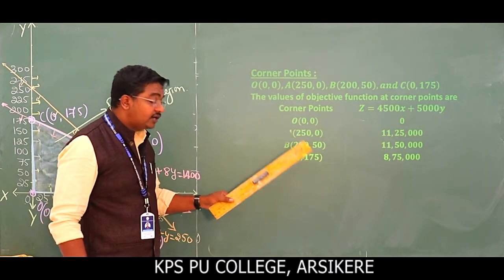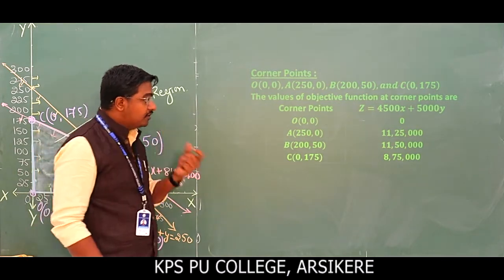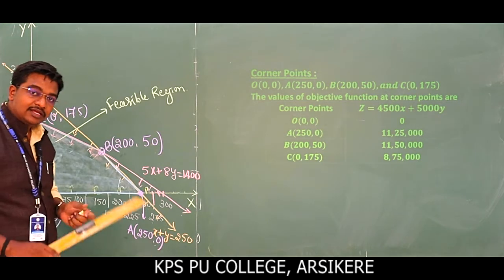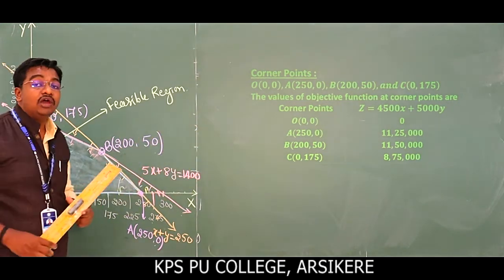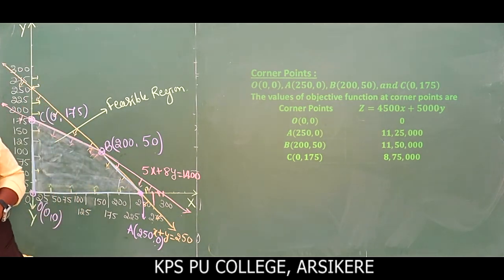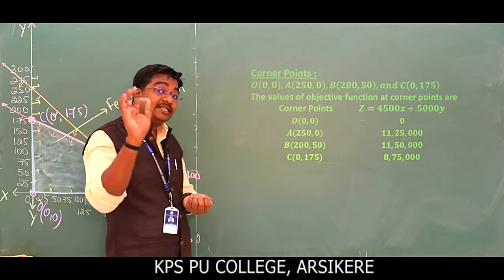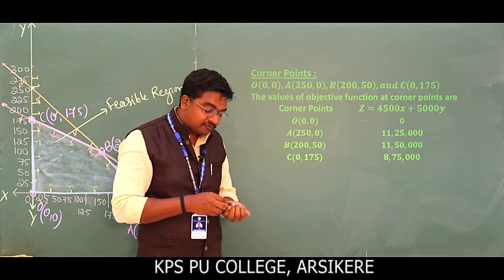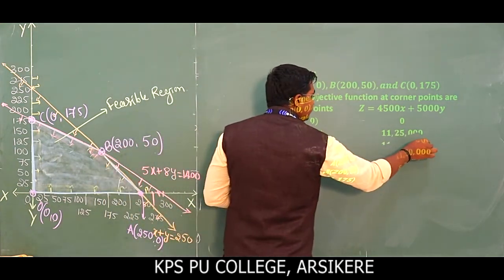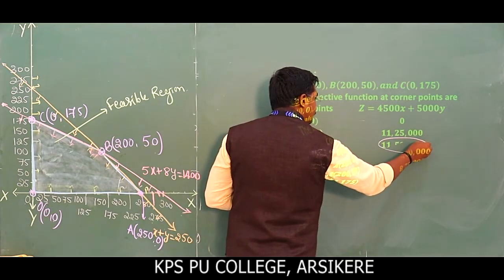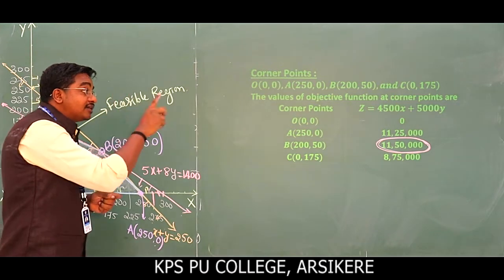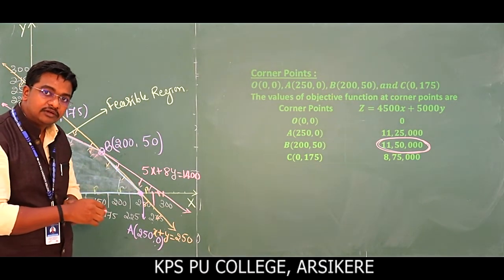Okay. And then C here, 0 comma 175. Substitute x is equal to 0 and y is equal to 175. We get here 8,75,000. So these are the values of the objective function at the corner points. So within this, we have to find the maximum value of z, right? Maximum value of z means take the largest value. So what is the largest value here? 11,50,000 is the largest value of the objective function.